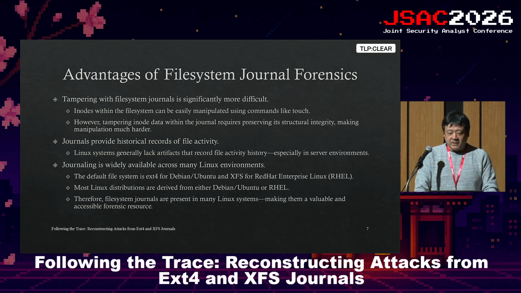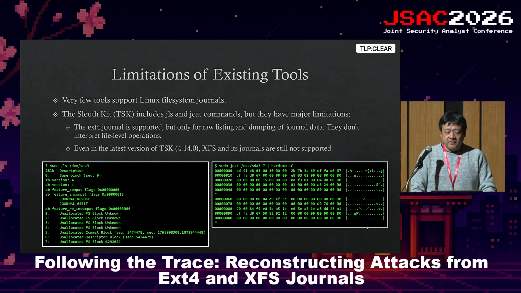Number 3. Journaling is widely available across many Linux environments. Many file systems are available for Linux, but the default file system is Ext4 for Debian and Ubuntu, and XFS for Red Hat Enterprise Linux. Most Linux distributions are derived from them. Therefore, Ext4 or XFS file system journals are present in many Linux systems, making them valuable and accessible forensic artifacts.